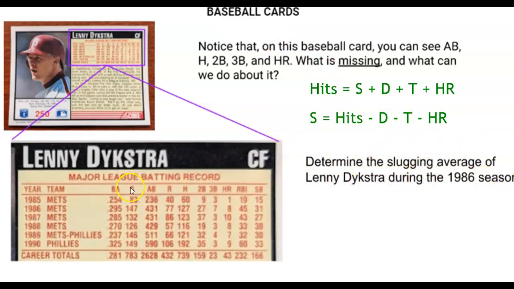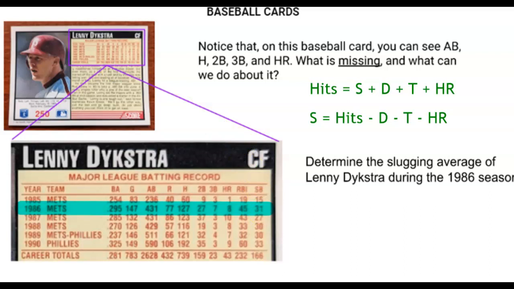Okay, so now that we have this information, let's determine the slugging percentage of Lenny Dykstra during the 1986 season. In order to figure it out, we have to take all of the non-single hits, the doubles, triples, and home runs, and subtract them from his hits. So here's his 1986 stat line. He had a .295 batting average. He had 147 games, which we don't really care about. But we do care about the at-bats. That's the tries. That's going to be the denominator. We have the number of hits, which we need to subtract the doubles, triples, and home runs from. Here's doubles, here's triples, here's home runs.